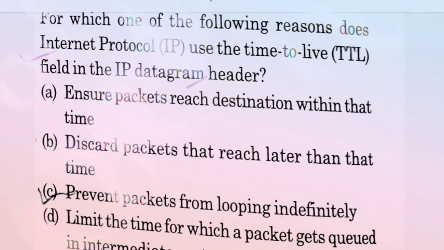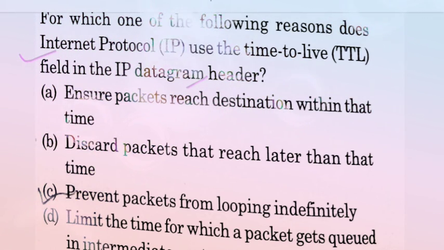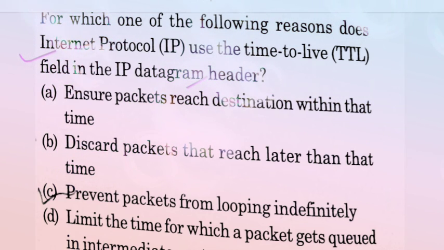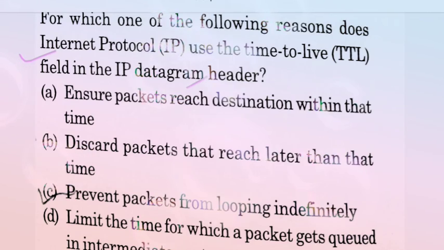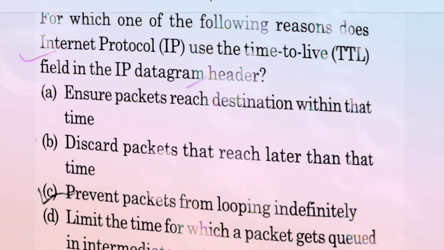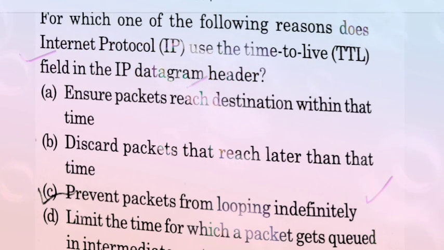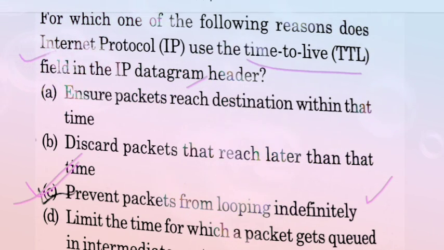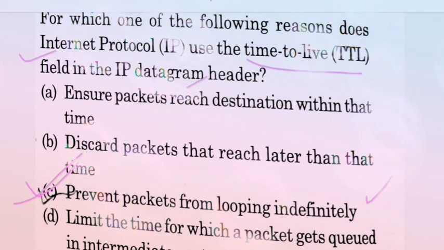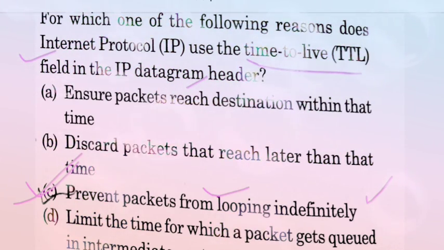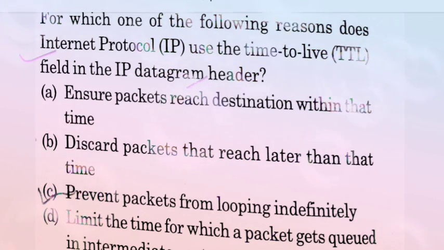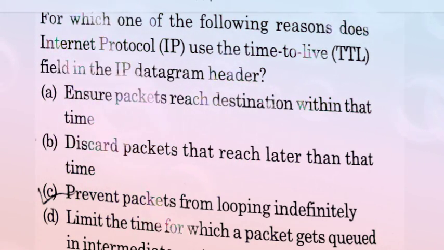For which one of the following reasons does the Internet Protocol IP use the time to live TTL field in the IP datagram header? There are four options. Option A, ensure packet reaches destination within that time. Option B, discard packet that reaches later than that time. Option C, prevent packet from looping indefinitely. Option C is correct, because TTL, the time to live, is used to prevent the packet from looping indefinitely. So option C is the correct use of the TTL. Now come to the next question.